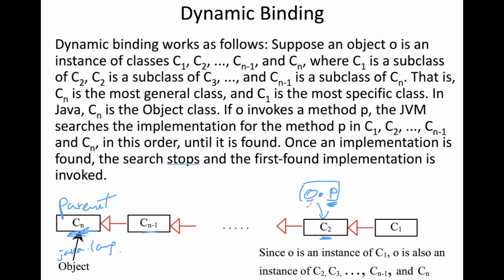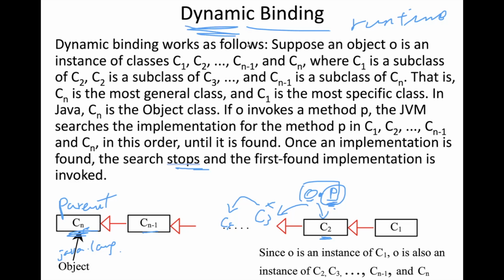If not found, it goes into C3. If not found, it goes into C4 until the implementation of P is found in the closest superclass. Once the implementation is found, the search stops and the first found implementation is invoked. This whole process, as described, happens at runtime, hence the name dynamic. This is also what's referred to as late binding, as opposed to early binding, which is compilation time.